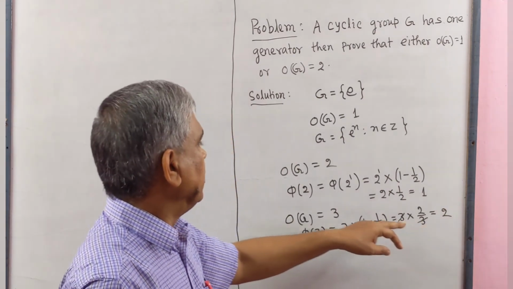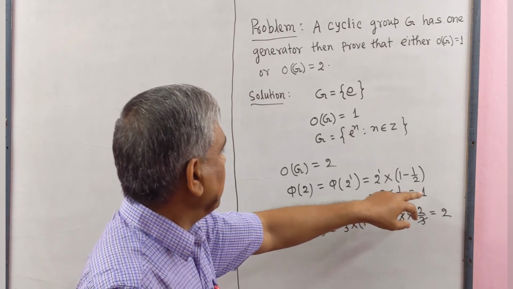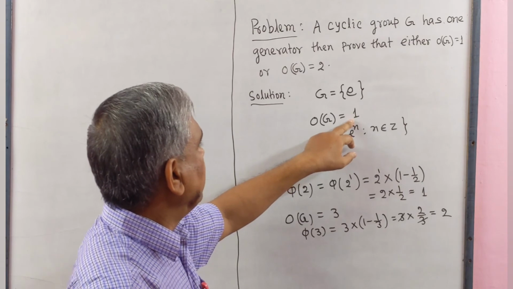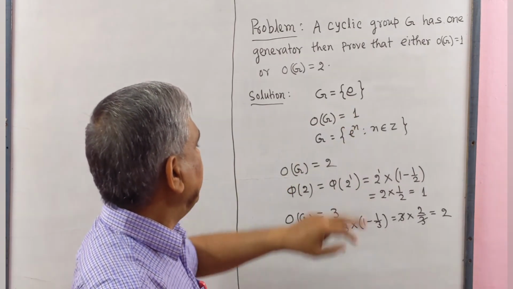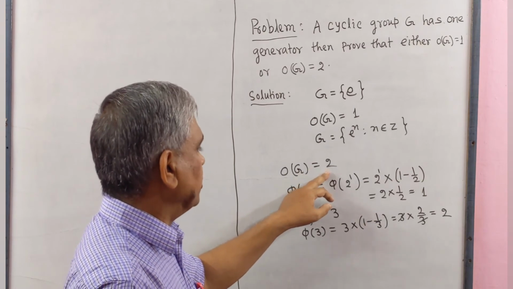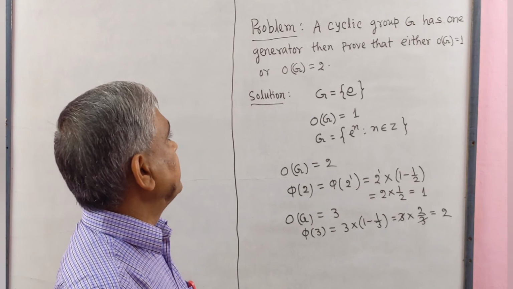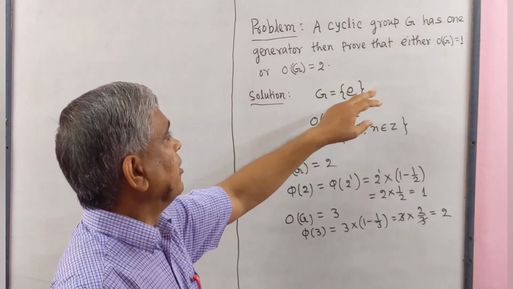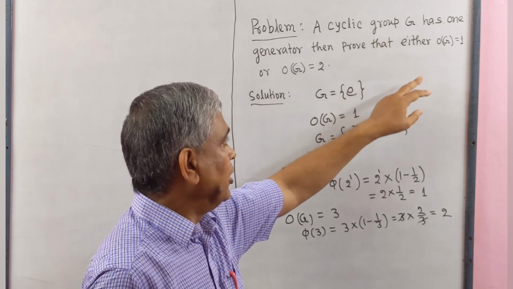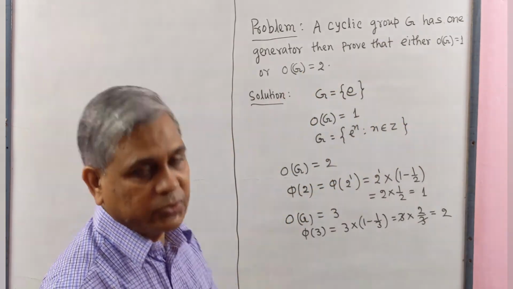So, the number of generators will be 1 only when order of G is 1 and order of G is 2. Otherwise, not possible. Therefore, a cyclic group G has one generator only when order of G is 1 or order of G is 2.